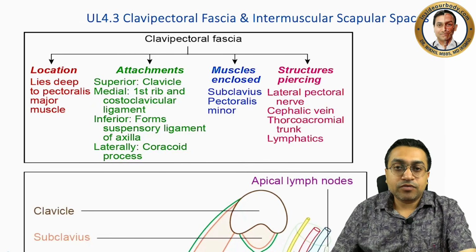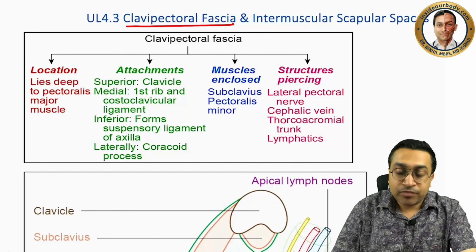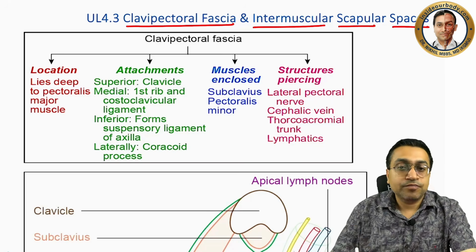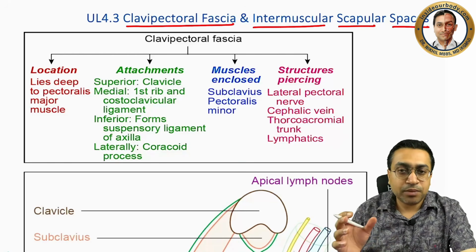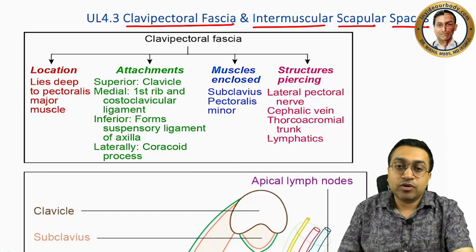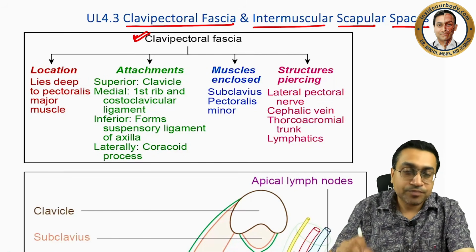So let us begin with the next topic, that is the clavipectoral fascia and the intermuscular scapular spaces. We will see this topic in a three-dimensional rotation model so that we understand the structures better and remember it for a very long time. So the first topic, that is the clavipectoral fascia.